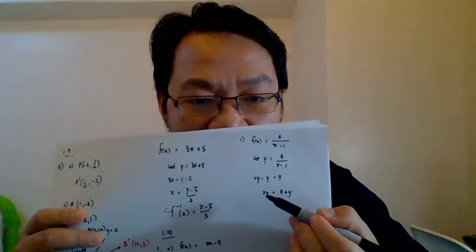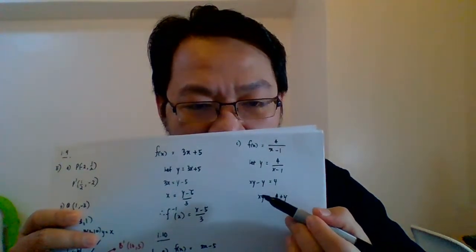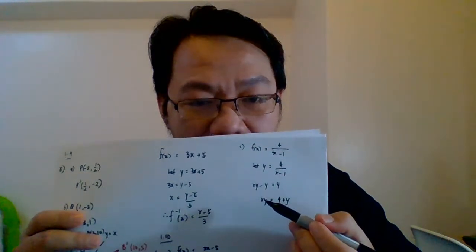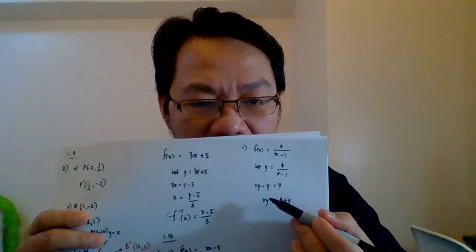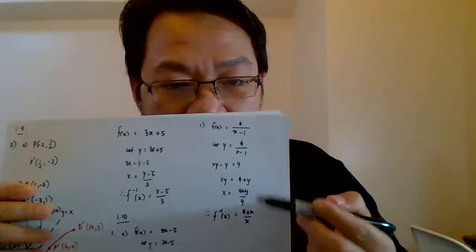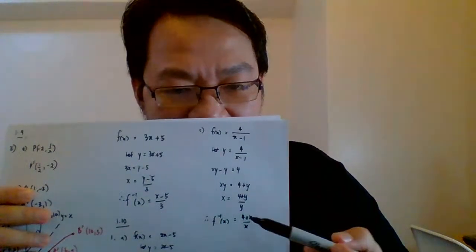And I want my x to become the subject. So what we need to do with the y in front of x, we need to pull it to this side. Tarik dia ke sini. So it becomes over, it becomes divide. Therefore, x equals 4 plus y over y. Then we can make a conclusion, which is f inverse x equals 4 plus x over x. Alright? This is how we find the inverse.